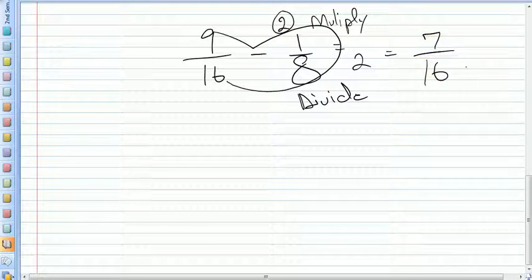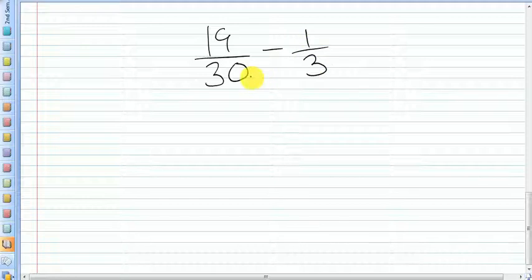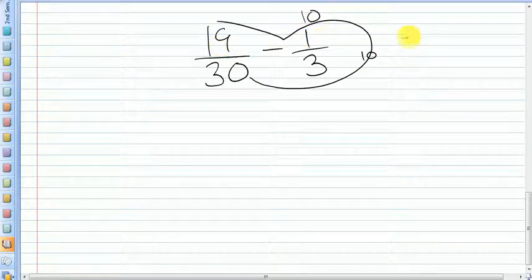So, we'll look at the C method one more time before ending this particular video. So let's say we have 19 over 30, and we want to subtract 1/3. Start at the large number, loop around. 30 divided by 3 is 10. 10 times 1 is 10. 19 minus 10 is 9 over 30. And the student would still need to simplify and get 3 over 10.